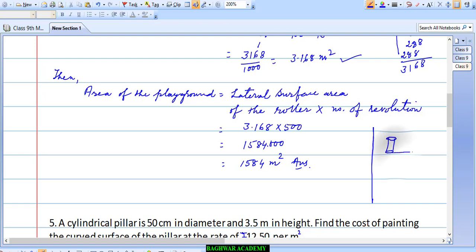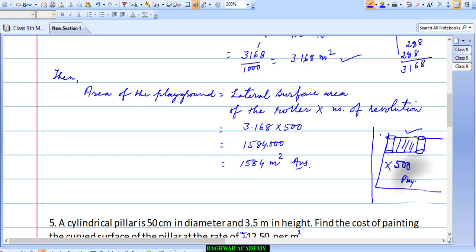In one revolution it has completed this much area. One time when it revolved, this much area has been completed. Now 500 times it is moving. So 500 times it will move, means this much area 500 times it will cover. So that will be the area of the playground.